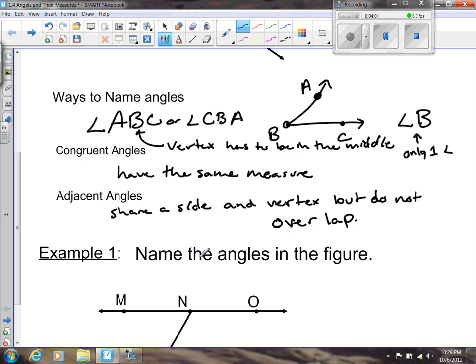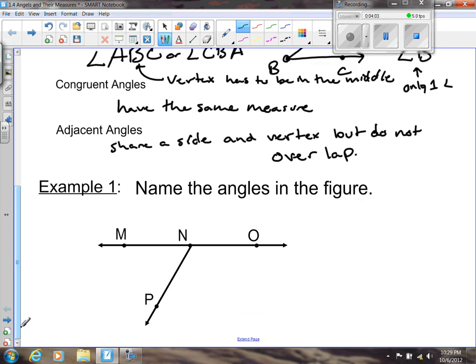And you can see in this next picture, we have some adjacent angles. This angle, I'm drawing in green, would be adjacent to this angle that I'm going to draw in blue. Notice they share ray NP. NP is that side that they have in common.